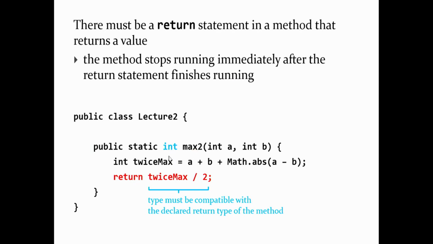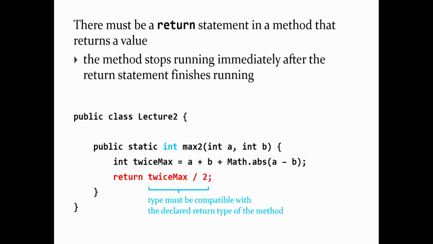Max2 says that it returns an int value. So the fact that it returns an int value means that the method body must contain a return statement in it. So I'm going to return twice max divided by 2. The value that you return has to be an int, or it has to be something that is automatically convertible to an int. Don't worry what that means right now. For now, just remember that if a method says it returns an int, then that value has to be an int.